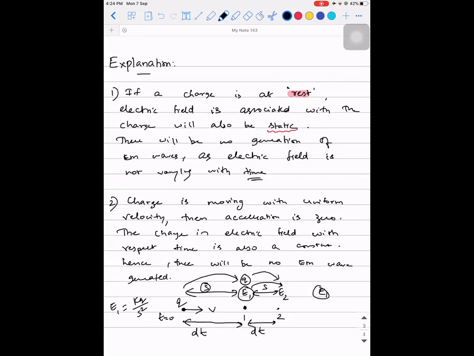It remains S, because the relative velocity remains the same. So after time dt, E2 will also have the same value, kq divided by s square. So in the time interval, is there a change in electric field taking place? No. That is what the point is trying to say. So the change in electric field with respect to time is also a constant.